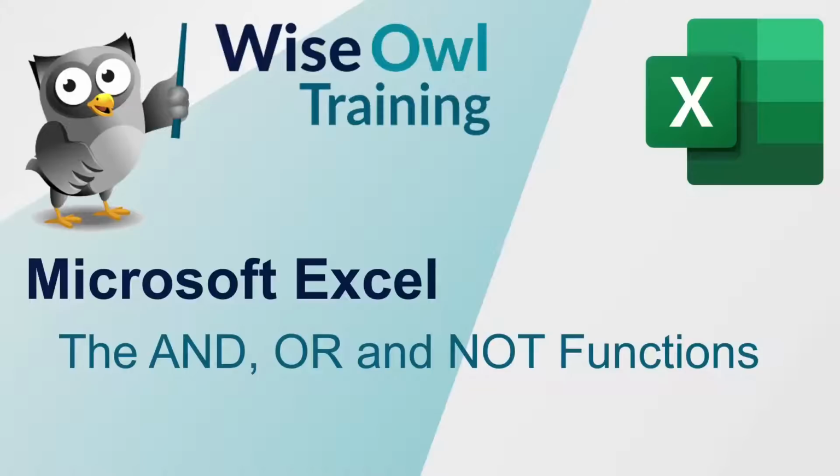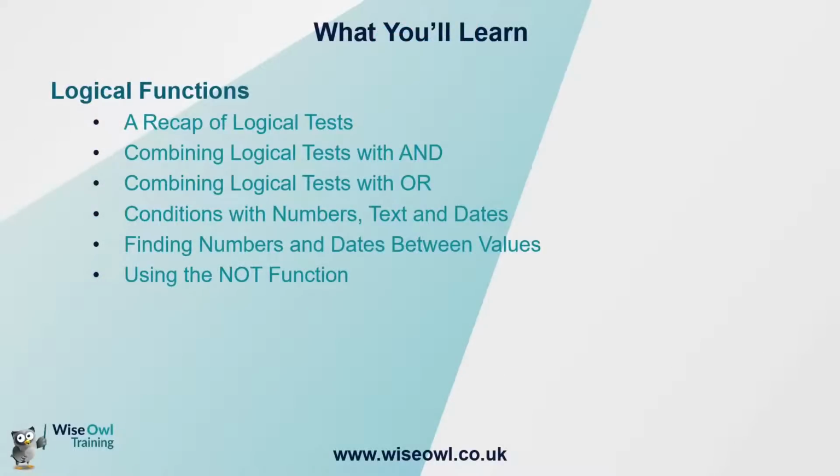In this part of the series, we're going to cover the logical functions AND, OR, and NOT. So we'll start with a quick recap of basic logical tests, and then look at how to combine multiple logical tests using both the AND function and the OR function. We'll cover a few examples, making conditions using numbers, text, and date values. We'll look at how we can find numbers and dates which fall between two values, and at the end of the video show a couple of examples of using the NOT function to reverse a false into a true and vice versa. So let's get started.